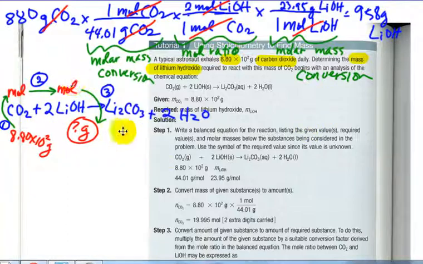So you can see it's a 3-step process for starting with grams and finding grams of something else. To use that mole ratio, we have to convert to moles.